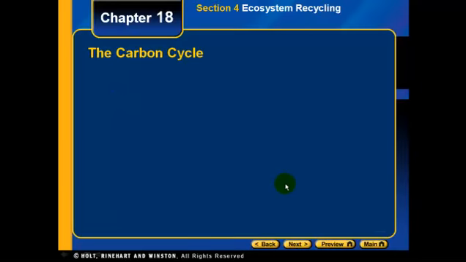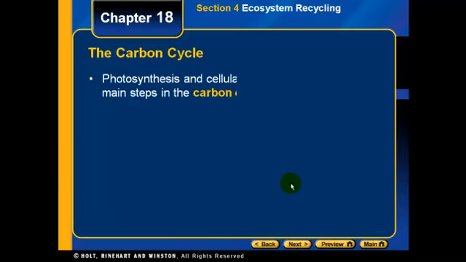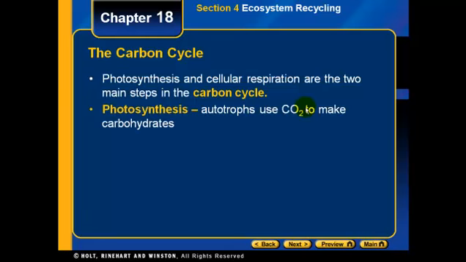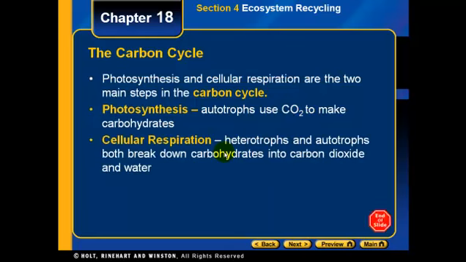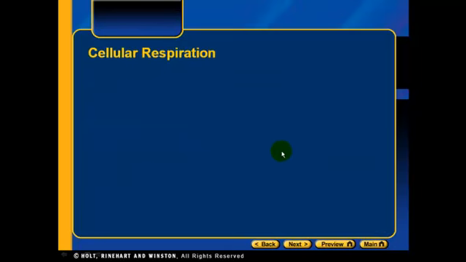Let's go back here. All right, next one is the carbon cycle. This one deals with photosynthesis and cellular respiration, which we learned. Those are the two main components of the carbon cycle. Photosynthesis is when autotrophs use carbon dioxide to make carbohydrates, like glucose. Cellular respiration is when heterotrophs and autotrophs both break down these carbohydrates into carbon dioxide and water.